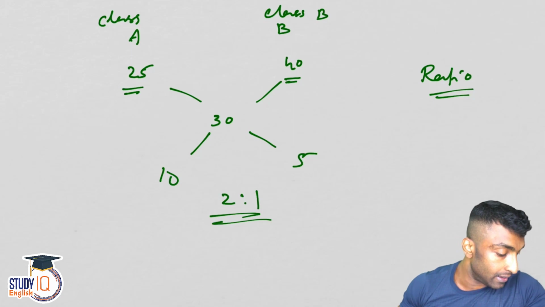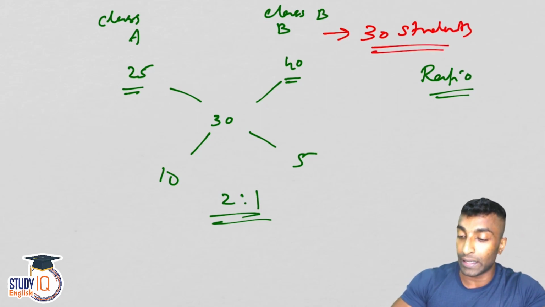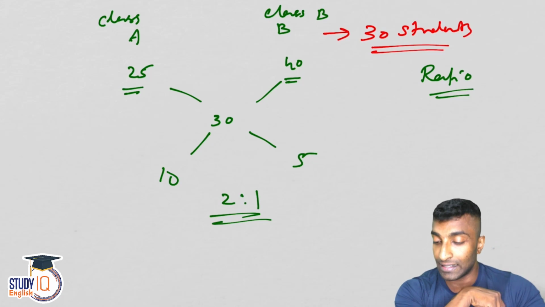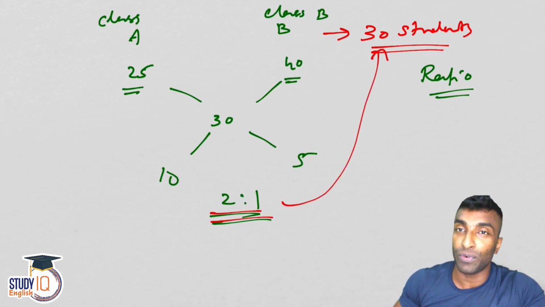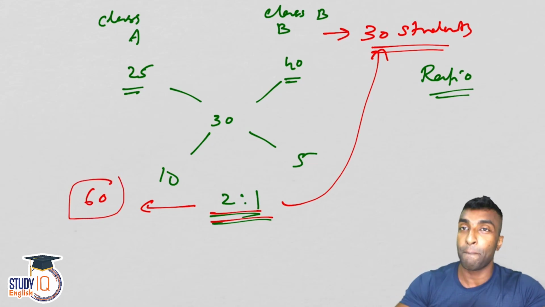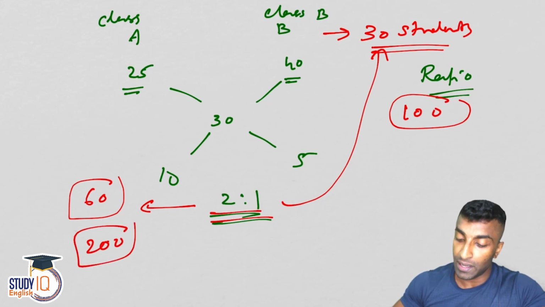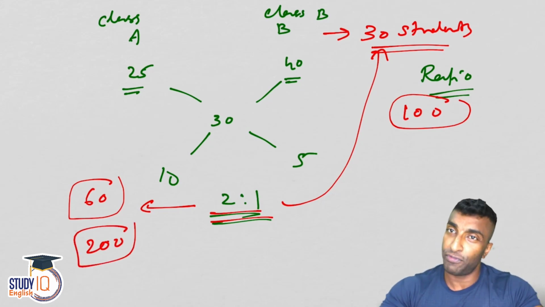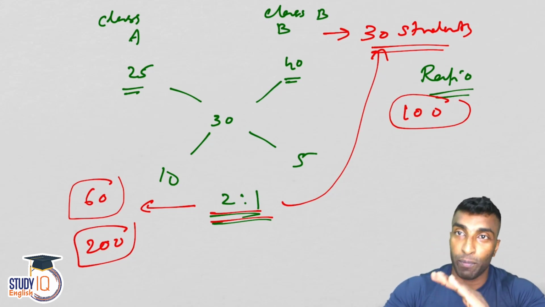So let's say the second class has 30 students. So they have given, class B has 30 students. Now can I find class A? Obviously very easy, because they are in the ratio 2:1, and this is 30, so this has to be 60. And if they give this as 100, it has to be 200. Simple, if one is given, you can find the other. If not given, it cannot be determined.